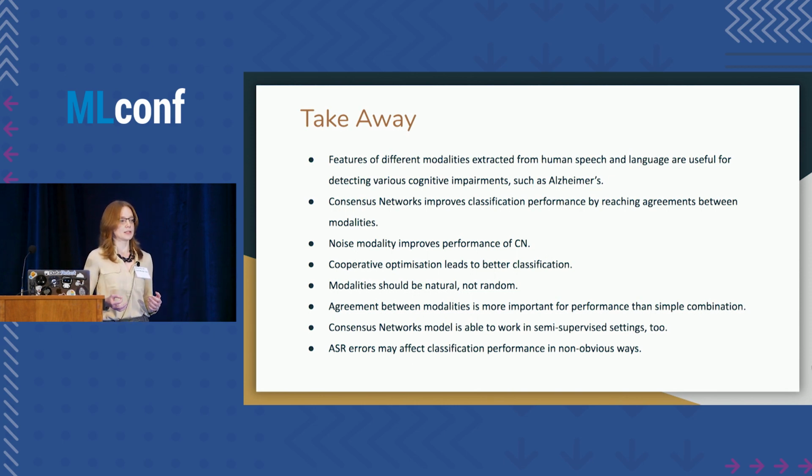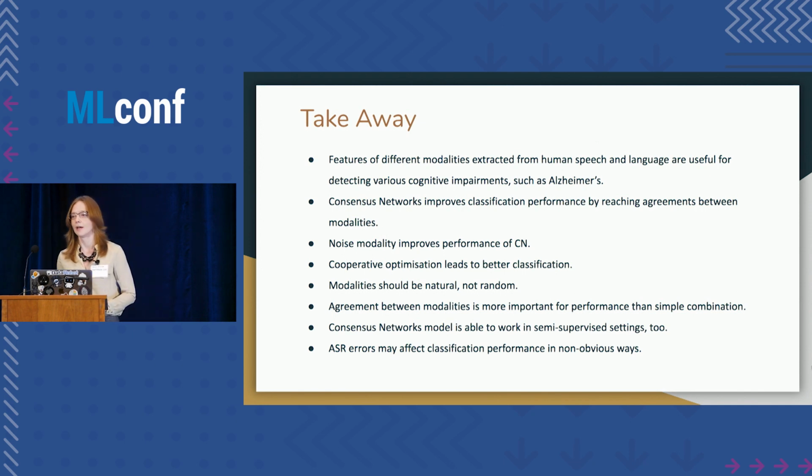Agreement between modalities is important, and it is more important for performance compared to a simple combination of features of different modalities. The consensus networks model is able to work in semi-supervised settings in addition to fully supervised, and in the end, ASR errors may affect classification performance in non-obvious ways, as you have seen just now.